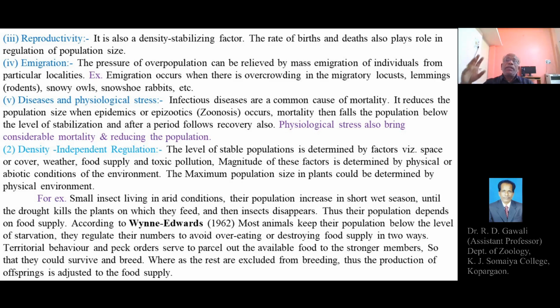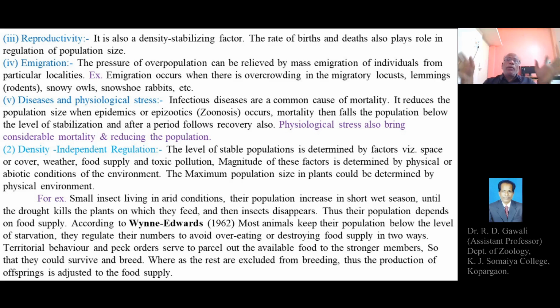Mass emigration means a large number of individuals of the population from a particular place or locality will go out to certain other place. For example, emigration occurs when there is overcrowding in the migratory locust, lemmings or rodents, snowy owls, and snowshoe rabbits. So these are some of the examples of the organisms which show emigration.